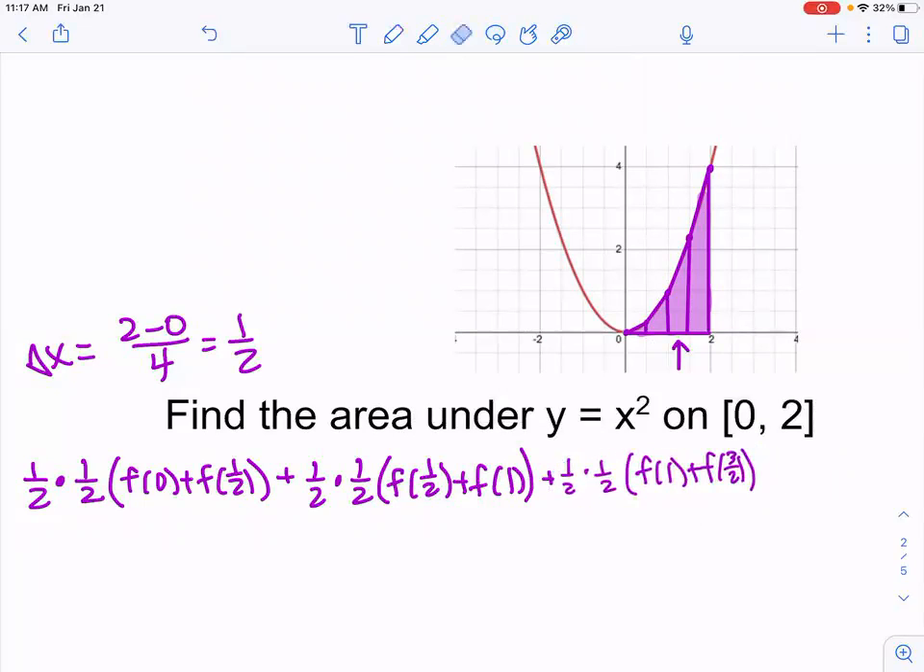Okay. And then our last trapezoid, 1/2 times its height times the sum of the two bases. Oh my goodness. If we have to write that every time, that's annoying, right? So let's look for some patterns. Okay. Well, what do you notice?